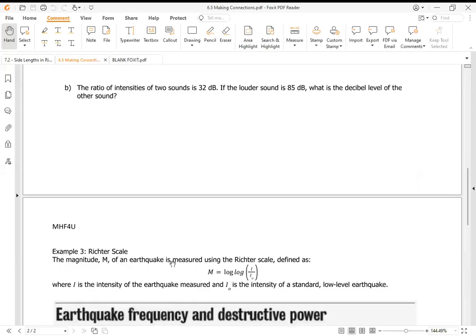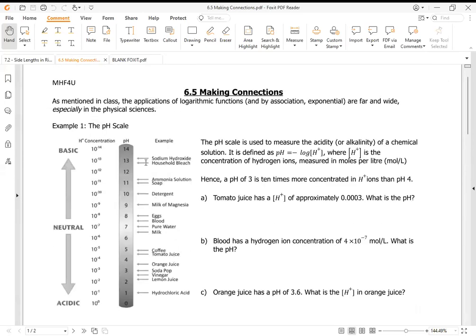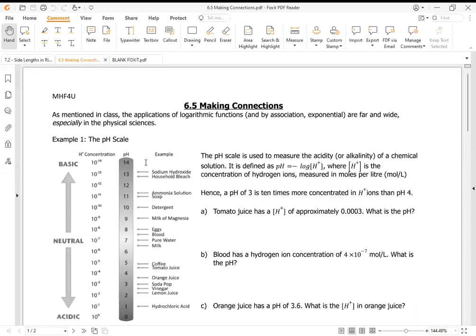Let's talk. You will see that because we are using logarithms, everything is based on a base 10 scale. It's just easier that way to talk about.